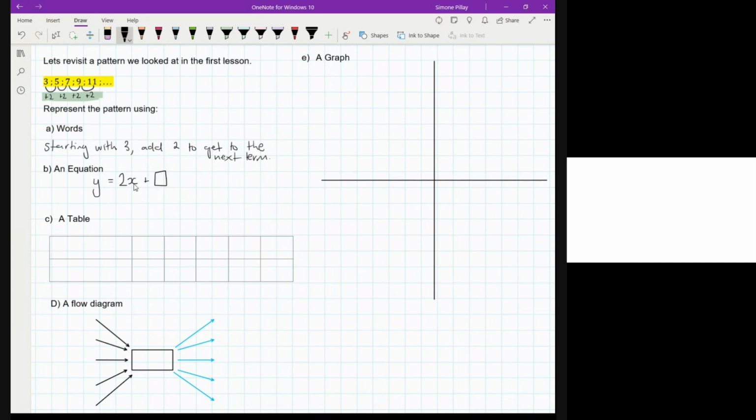How do I know what I have to add? Well, let's substitute into this formula and see what it is that I have to add. I'm going to take term number 3 over here. This is term number 3, so that means that 3 is my input and 7 is my output. So if I substitute 3 as my input, 2 times 3 gives us what?